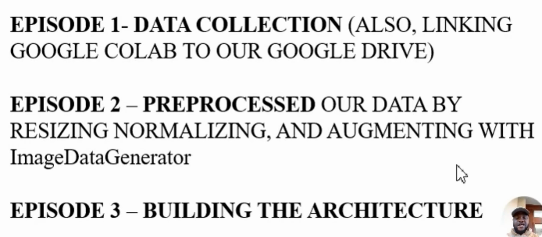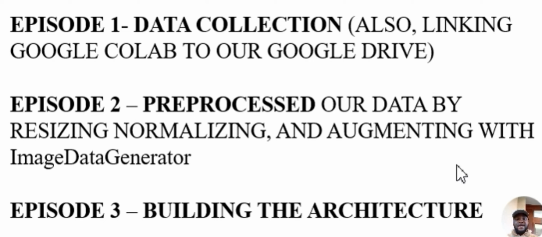My name is Chidi. In this episode, we'll be building the brain of our model, which is the architecture. Previously in episode 1, we collected and organized our data sets. We got our data from Kaggle. In episode 2, we cleaned and prepared the data set using resizing, normalization, and powerful data augmentation tools.